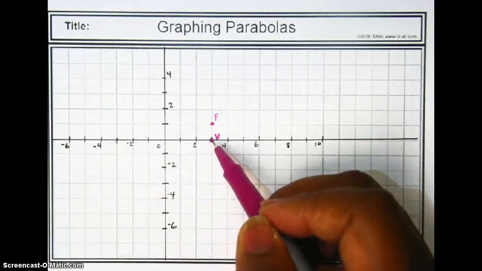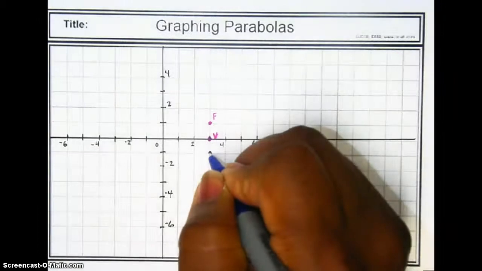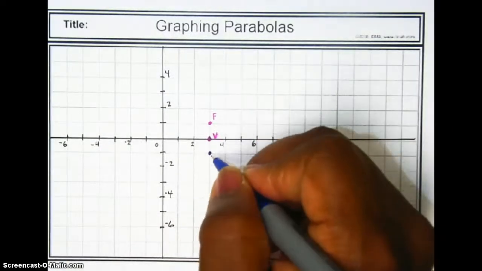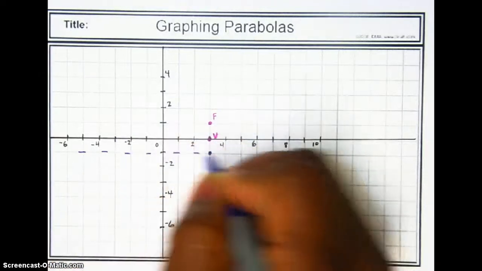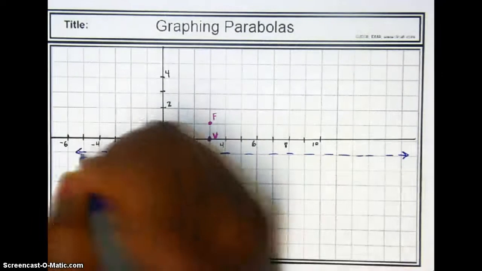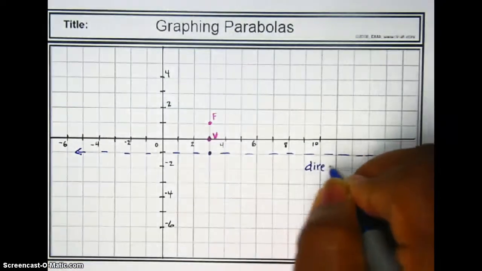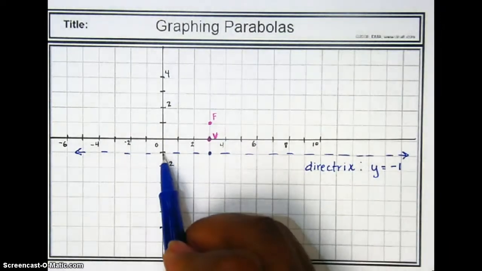That's the distance from the focus to the vertex. Now the distance from the vertex to the directrix is also 1. So that lets me know that below my parabola there will be a line that crosses 1 unit below the vertex. And that line is known as the directrix. This directrix is a horizontal line. Horizontal lines always have y equals equations. And so the equation of my directrix is y equals -1, as -1 is where I cross the y-axis for this line.